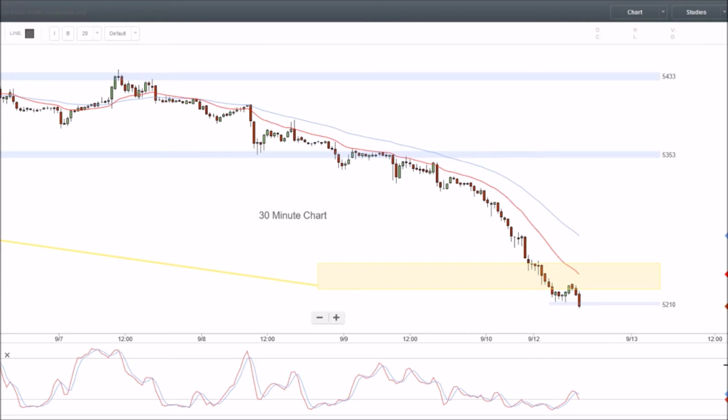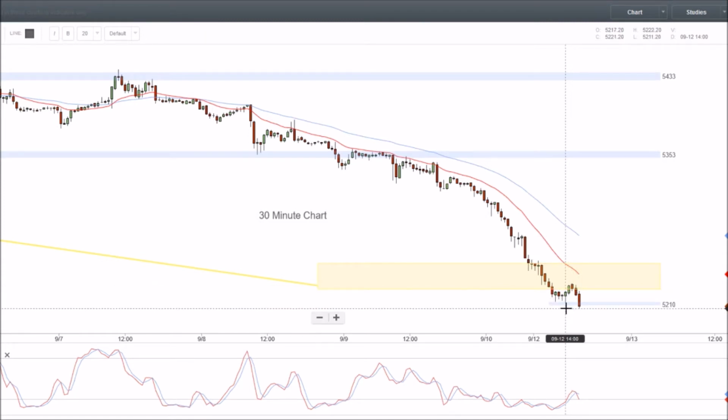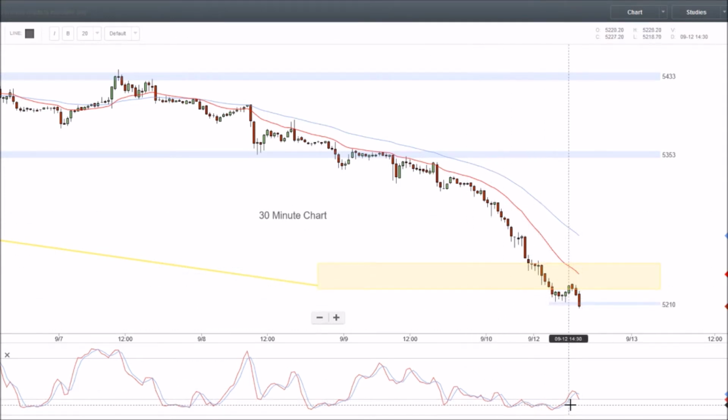Now we did open and obviously push lower through the day. It's about 1 o'clock, 2 o'clock. We found a base around the 52.10, bounced off that mildly, and then into the close got sold off again, and we closed lower, actually at the lows for the day. Not looking too great. But we are down in that oversold level here on the 30-minute chart.